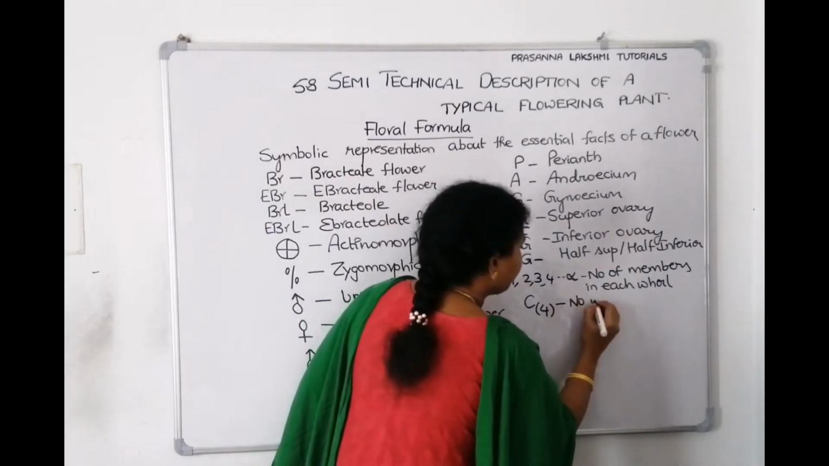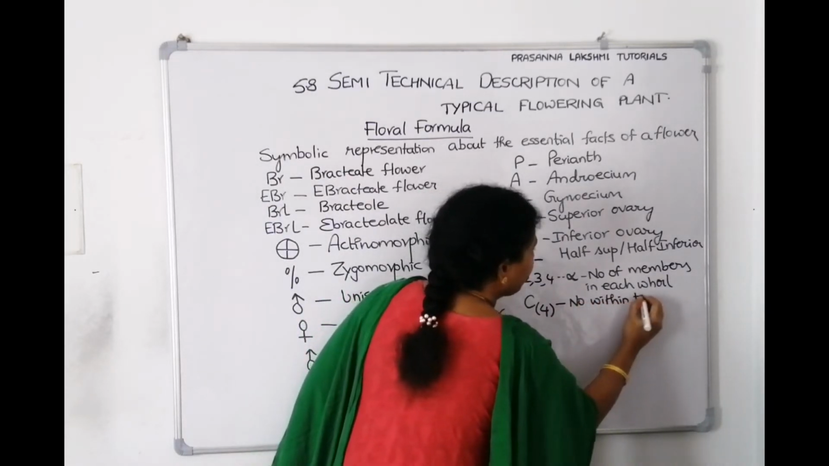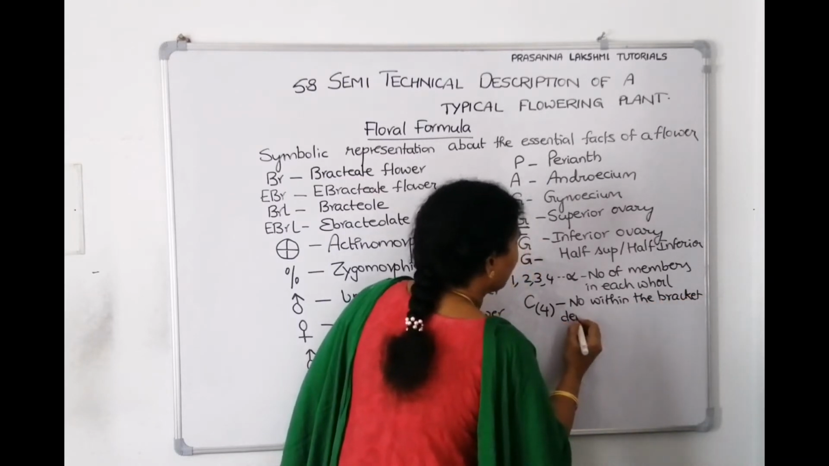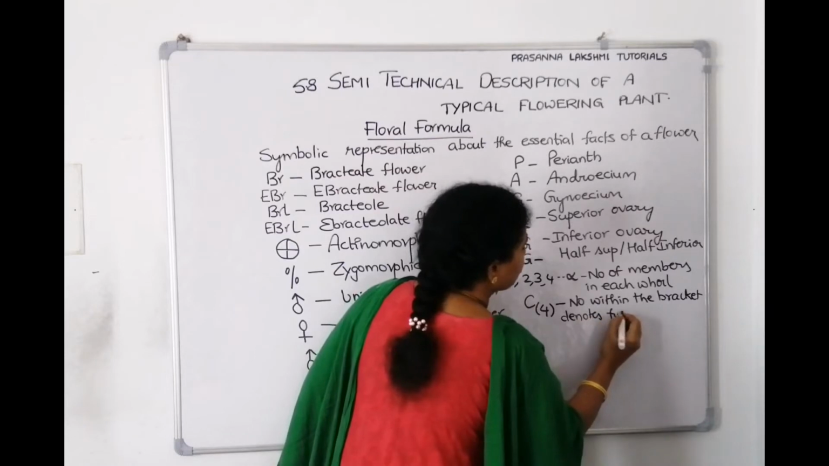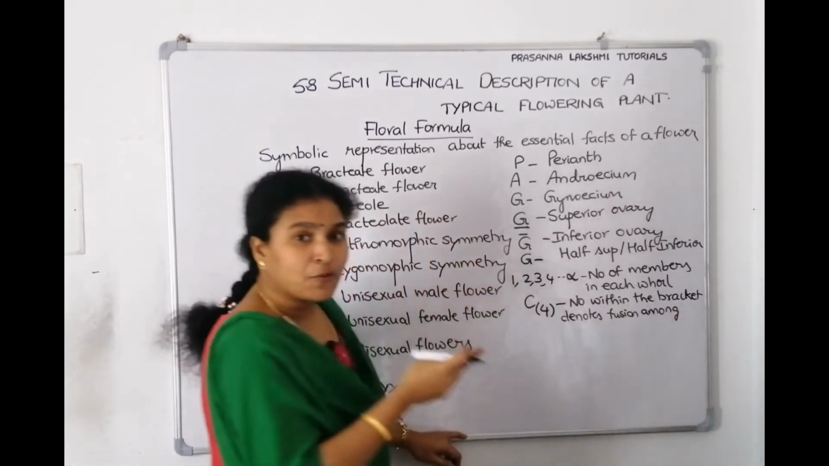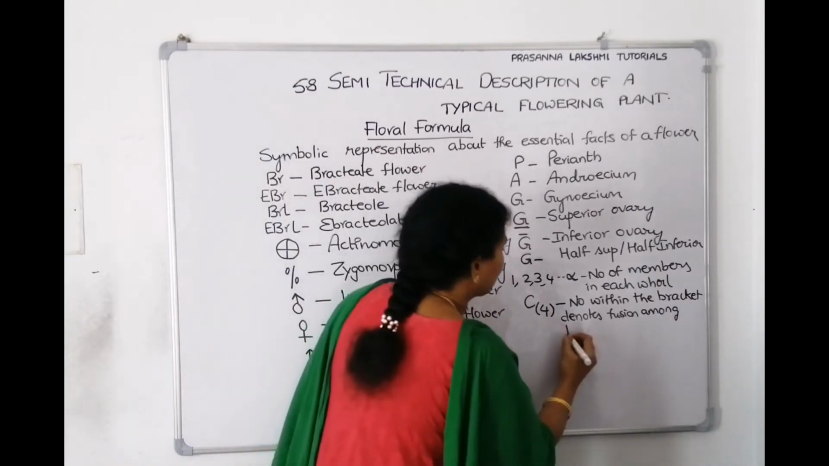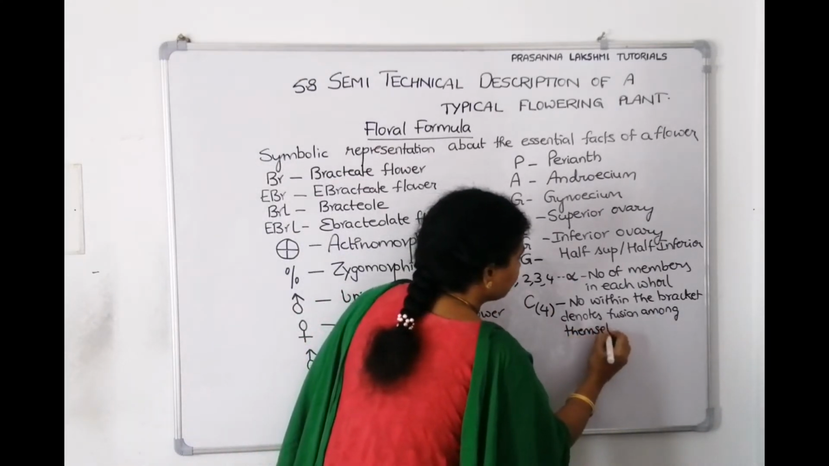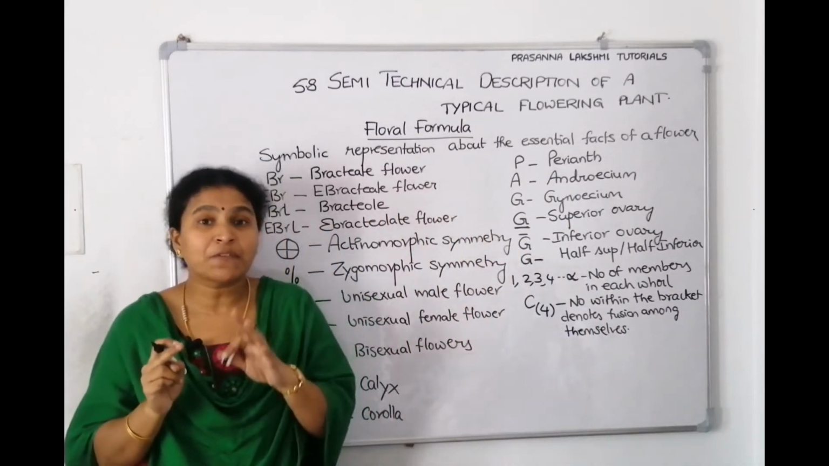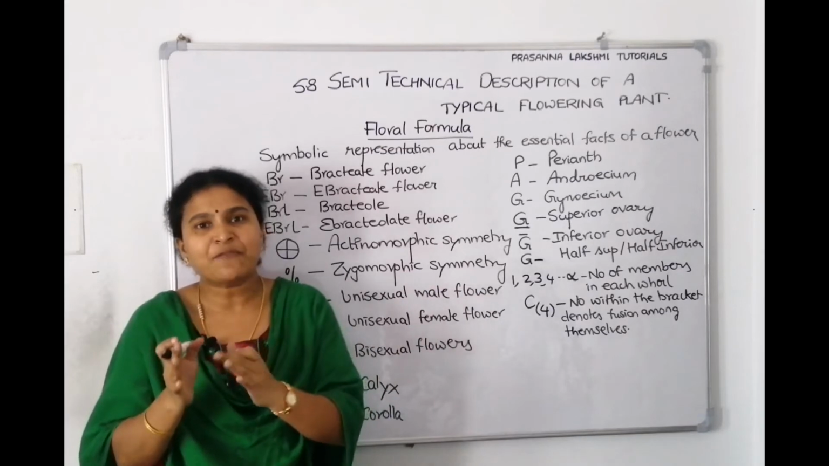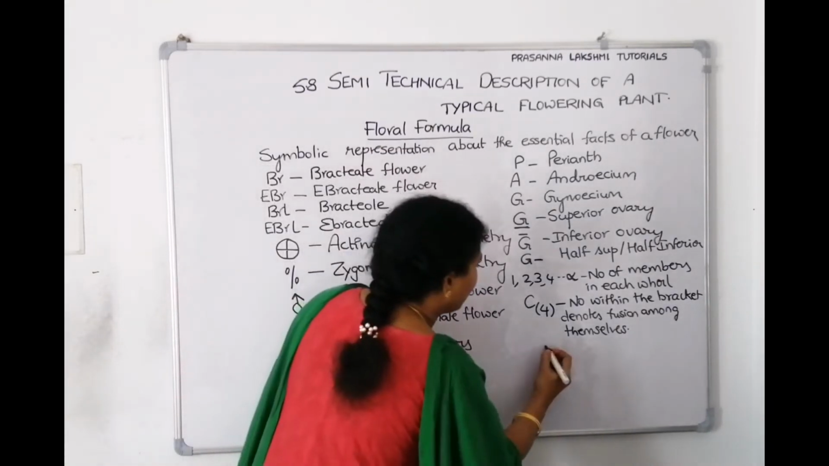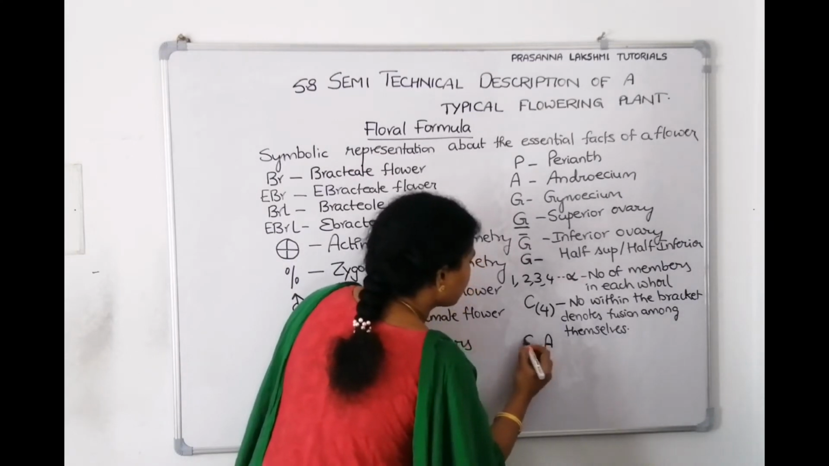The number within the bracket denotes fusion among themselves. The sepals are fusing among themselves, that's why 4 is under bracket. Now, what is adhesion? Adhesion means fusing with the members of the other whorl, like stamens fusing with petals, or stamens fusing with perianth. Suppose, for example, androecium is fusing with corolla.